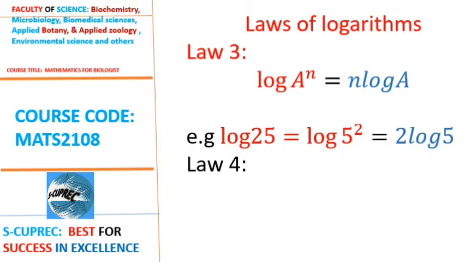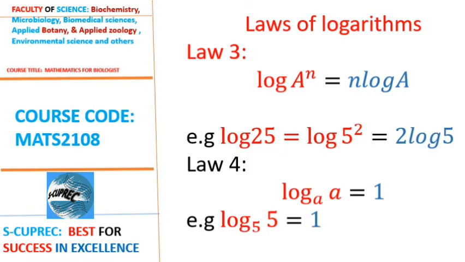So law number 4. Generally we have the log of a to the base a. They are the same, so it simply equates to 1. So when we have the log of a number to the base of that same number, the answer always equals 1. For example, the log of 5 base 5 is equal to 1.